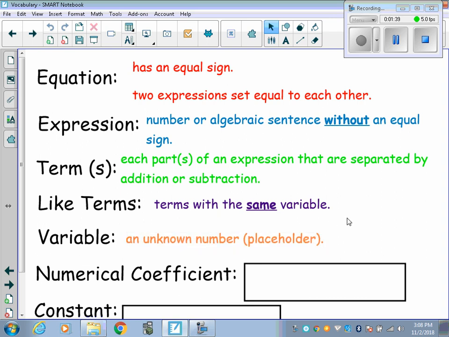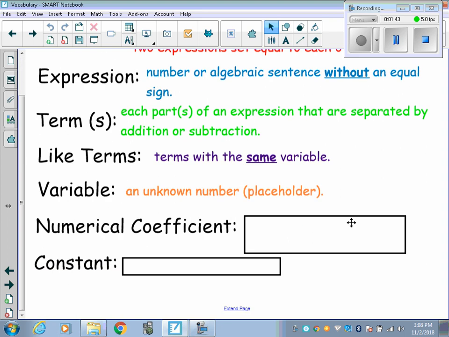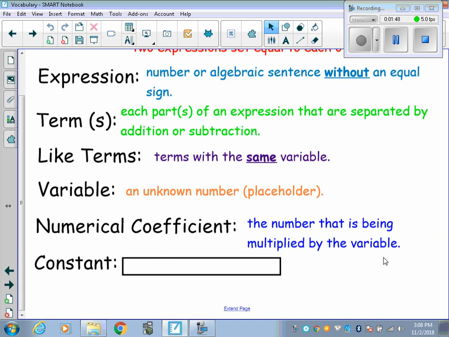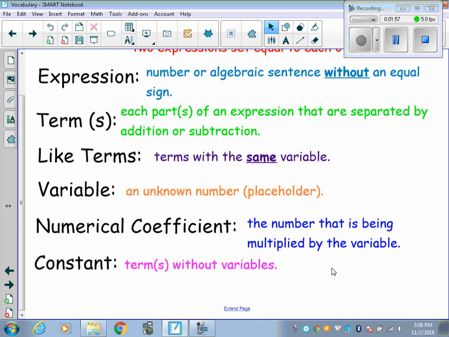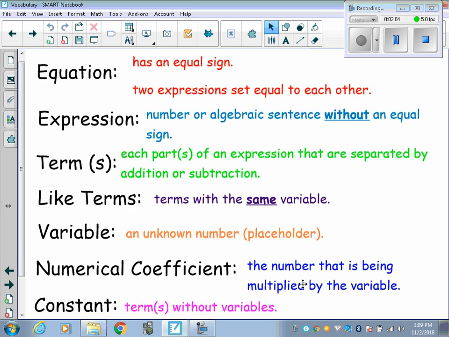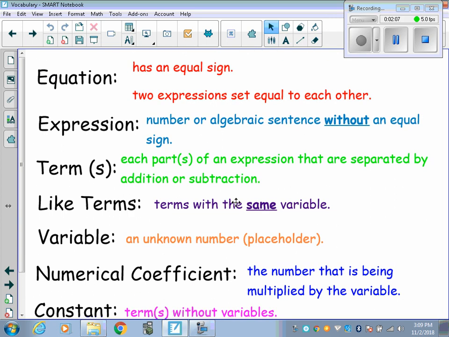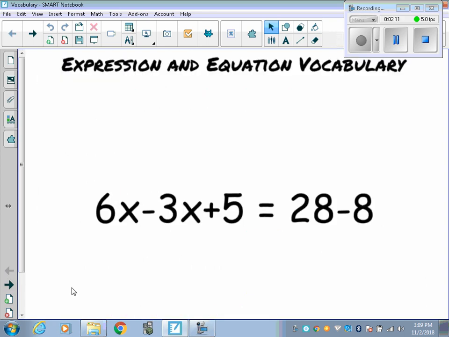A variable is an unknown number, a placeholder, okay? And we can use anything we want. Numerical coefficient is the number that is being multiplied by the variable. It goes out in front, all right? We're going to show you an example of this as well. And then a constant is a term or terms without variables. So just numbers themselves. So now that you have all the definitions, again, I'm trying to keep color coordinated, so bear with me. We're going to go back to this.